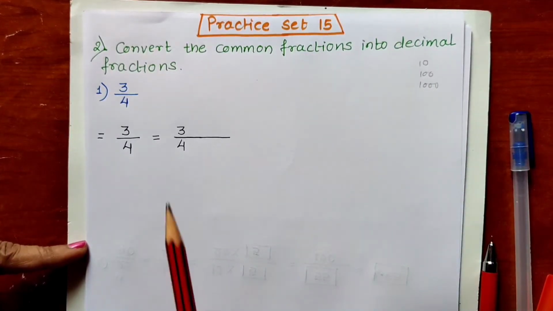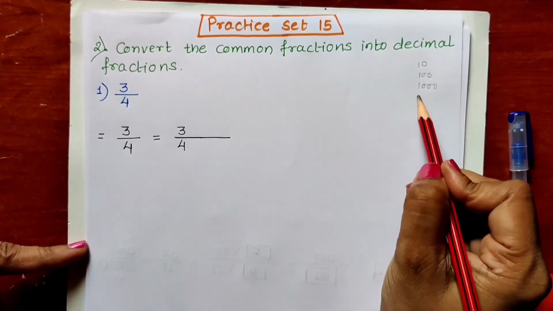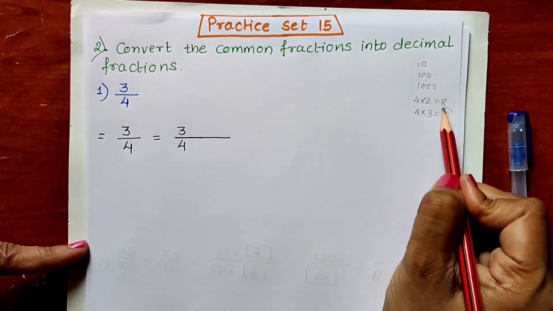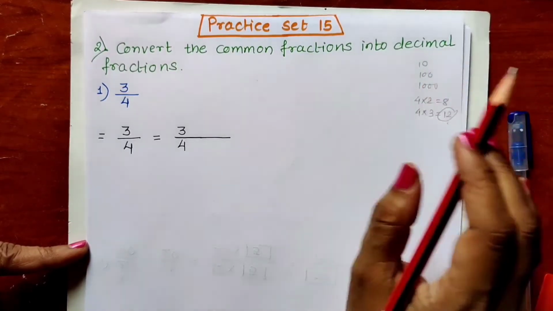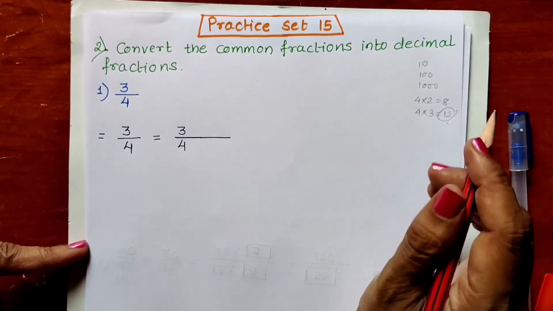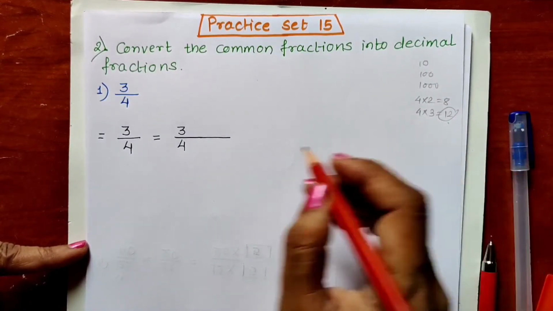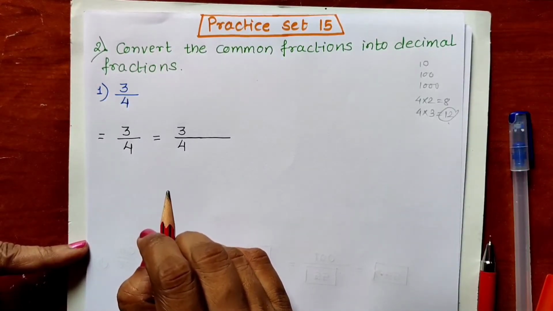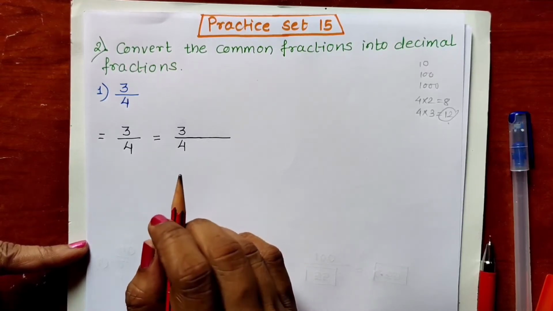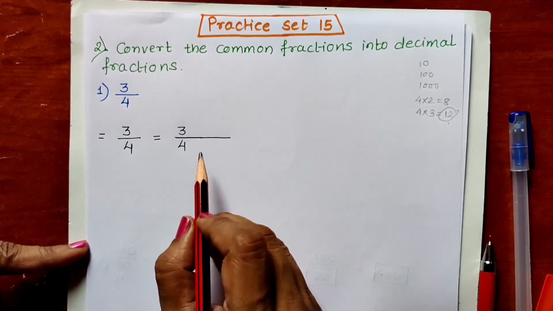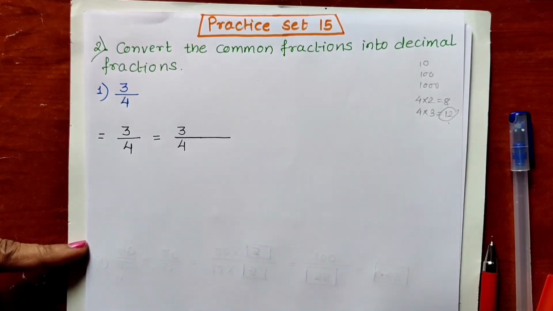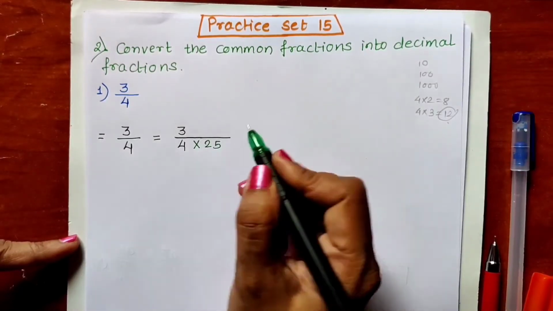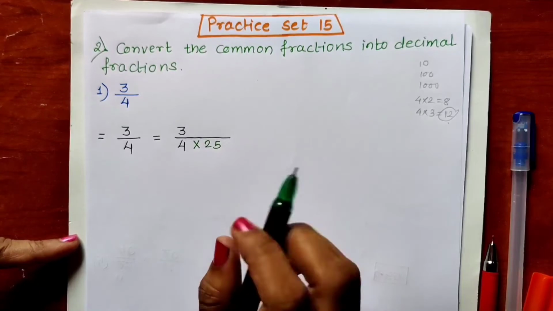So if you multiply 4 by 2, we get 8. If you multiply 4 by 3, we get 12, which is bigger than 10. So we are not getting 10 anyhow. So we should see, can we get 100? By which number do we have to multiply 4 so that we can get 100? For that your table should be learned by heart. Are you understanding? If your tables are learned by heart, you will immediately know that if you multiply 4 by 25, you get 100 in the denominator because 25 4s are 100.